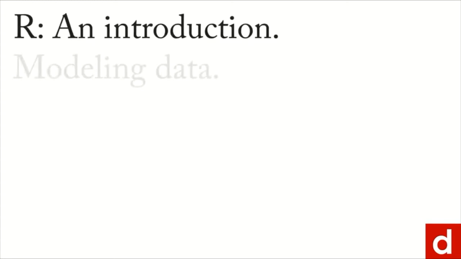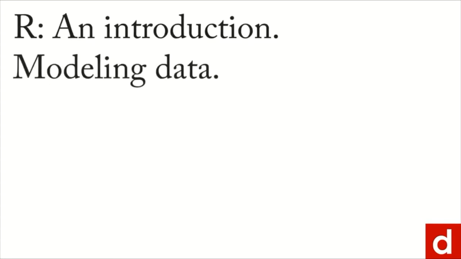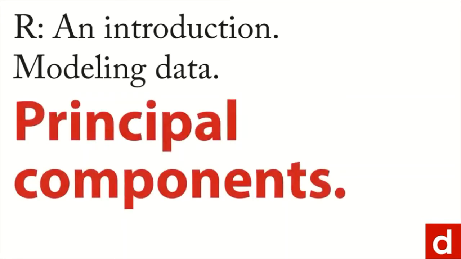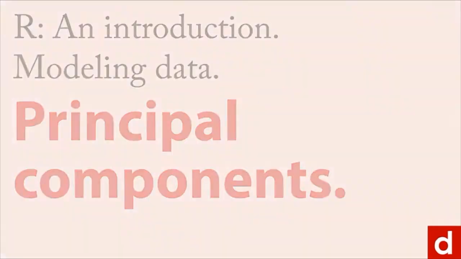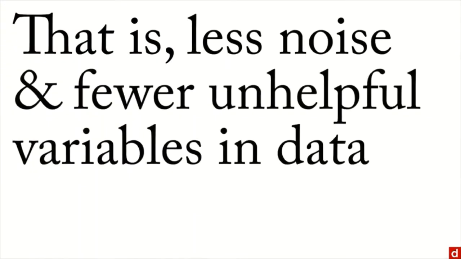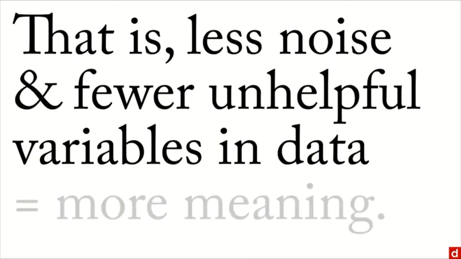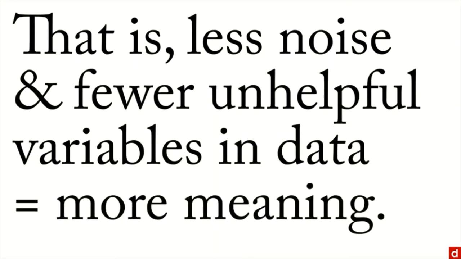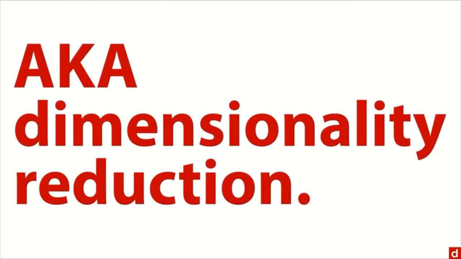As we go through our introduction to modeling data in R, another common procedure is called principal components. And the idea here is that in certain situations, less is more. That is, less noise and fewer unhelpful variables in your data can translate to more meaning, and that's what we're after in any case. Now, this approach is also known as dimensionality reduction, and I like to think of it by an analogy.